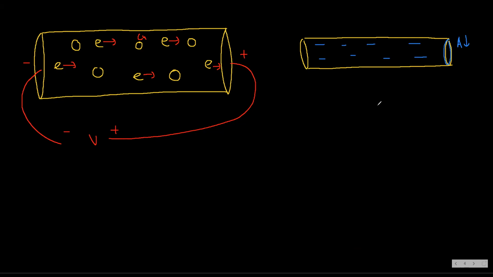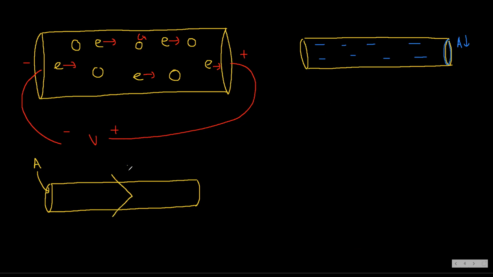If I decrease the area, the resistance increases. Like that, if I decrease the cross-sectional area of the conductor, the current also decreases. Increase, sorry.